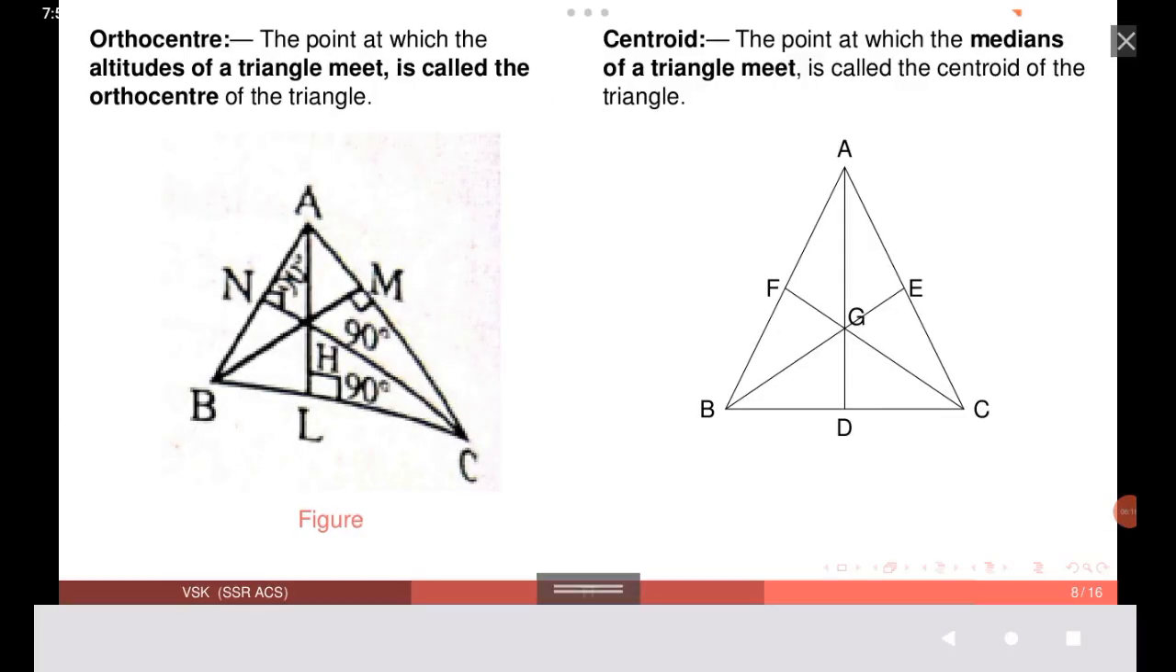Now what does it mean by orthocenter? It is the point at which the altitudes of a triangle meet, because there will be three altitudes. So this one is an altitude, this one is an altitude, this one is an altitude. Where they are meeting, that is called the orthocenter. So this will be the orthocenter.